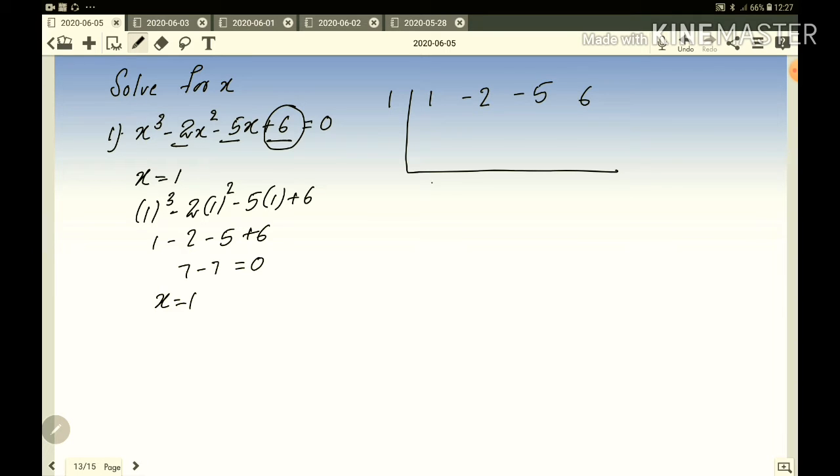Then the first number, write it down. That number is going to multiply with this one, then write it under the second number. 1 times 1 is 1. Then add it, it's going to be minus 1. Minus 1 is going to multiply by 1, which is minus 1. Then add it, it's going to be minus 6. Minus 6 is going to multiply by 1.